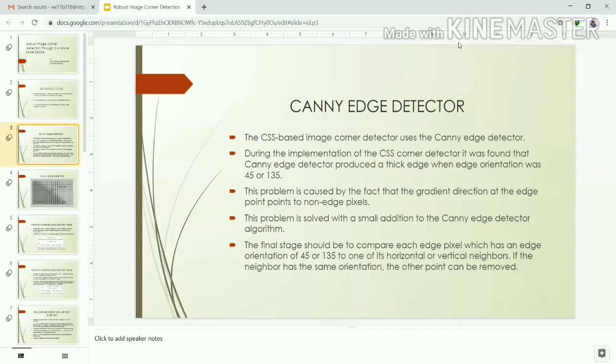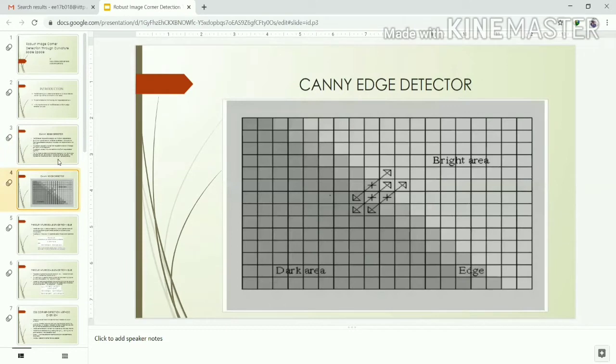Now we'll discuss the Canny edge detector. The CSS-based corner detector uses the Canny edge detector. During the implementation of the CSS corner detector, it was found that the Canny edge detector produced a thick edge when the edge orientation was 45 degrees or 135 degrees. As we can see in this figure, 45 degrees and 135 degrees.